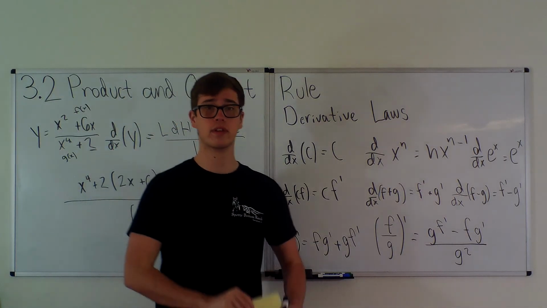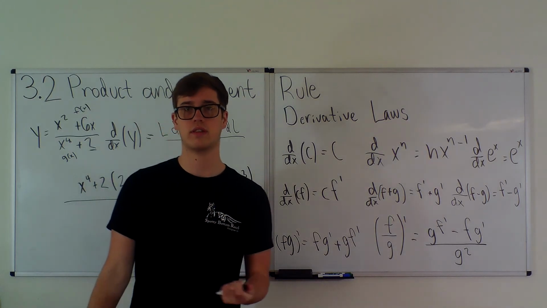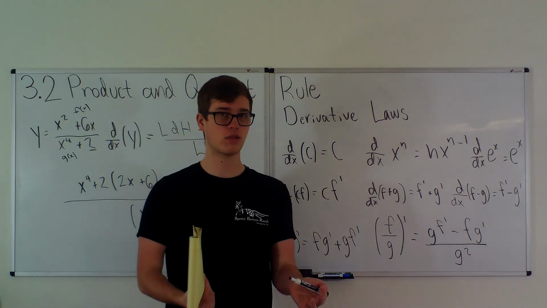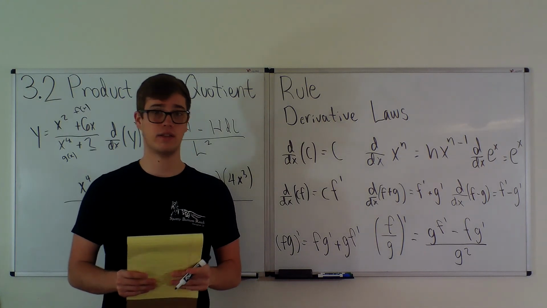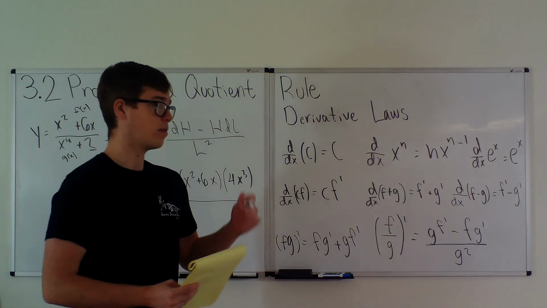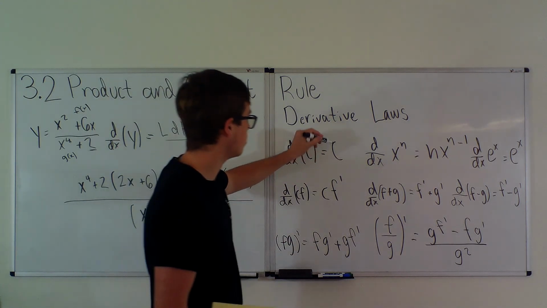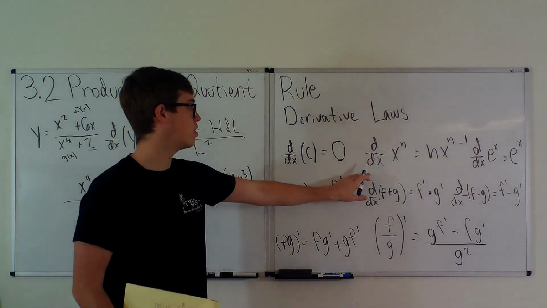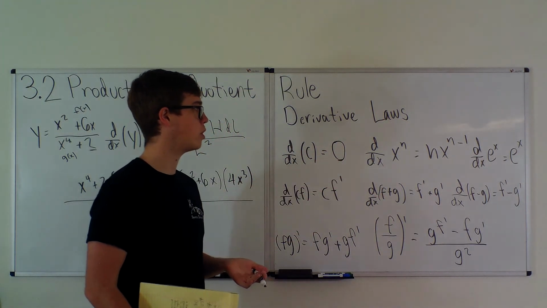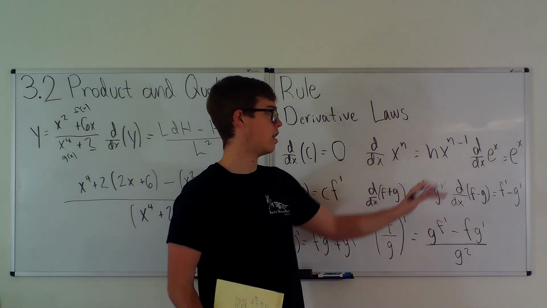Alright, for the last part of the lecture section, we're going to be covering the things you just need to remember. When I say you need to remember, you don't have to, but it'll make your life a hell of a lot easier. From the last two lectures, we've learned that the derivative of a constant is equal to 0. The derivative of a polynomial, x to the n, is equal to n x to the n minus 1.